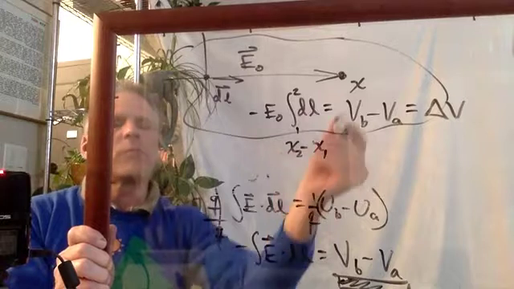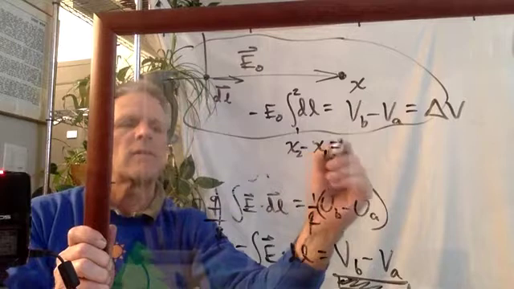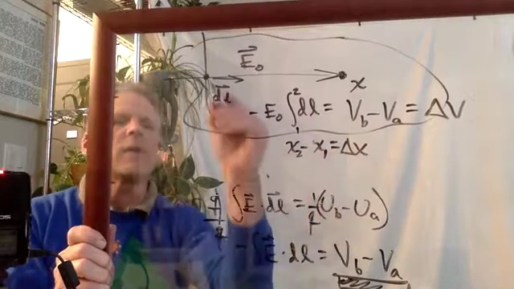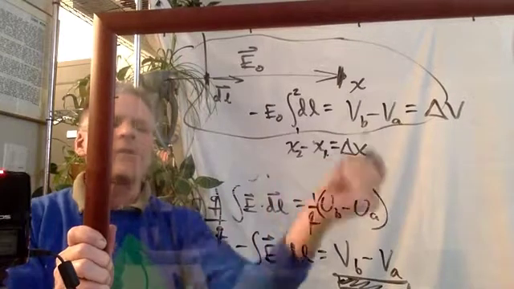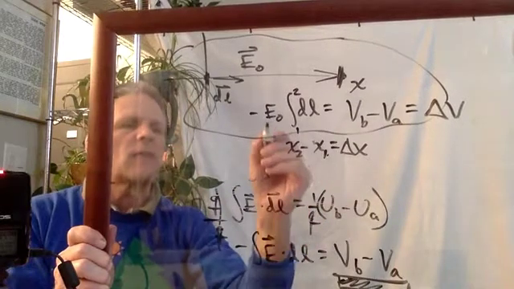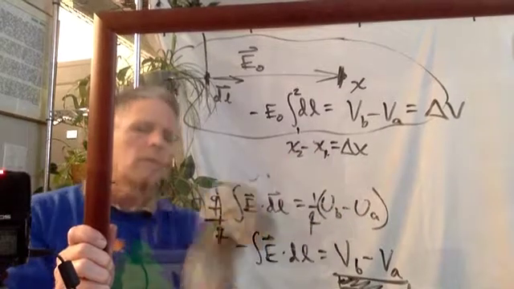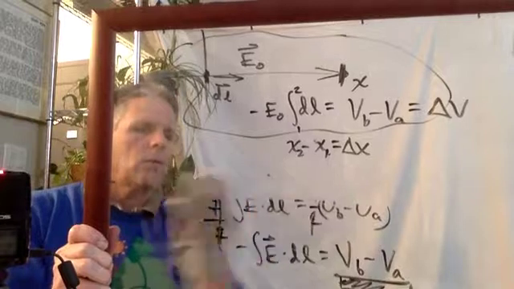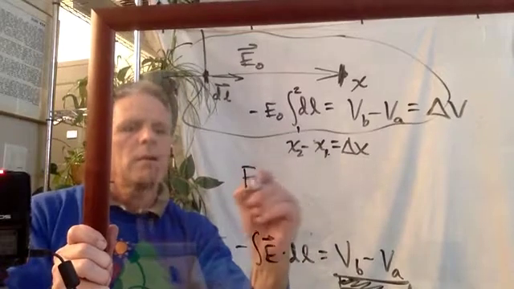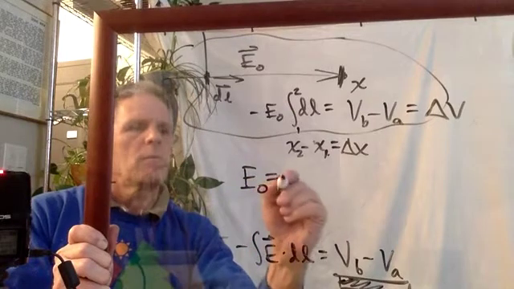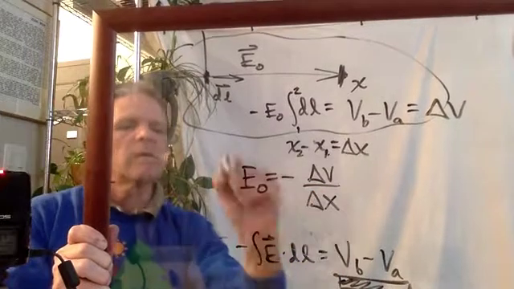Well, I probably should use B and A again, but it doesn't matter because the important point is that we're just defining this as delta x, right? So the change in x between these two points is just delta x. And so that's E0 delta x equals delta V. Or E0 equals minus delta V over delta x.